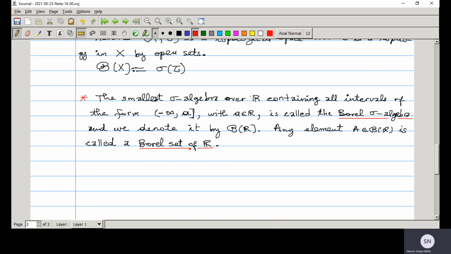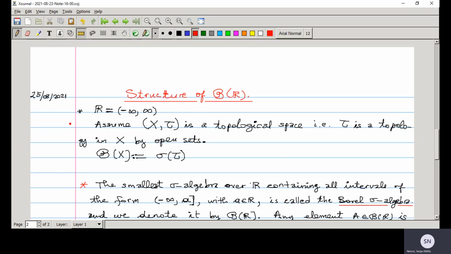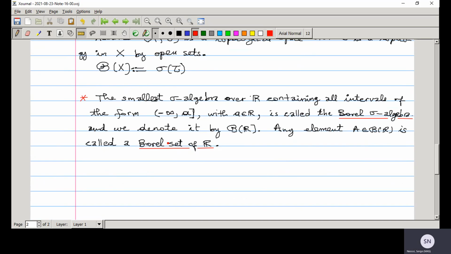We say it's a sigma algebra because we wrote it here. Because it's a sigma algebra, we already know by definition that the complement of an element that is in a sigma algebra will also be in it, because now we are going to talk about the structure. Remember, we say structure of the BR. Which are the elements in BR? That's what we are trying to see.